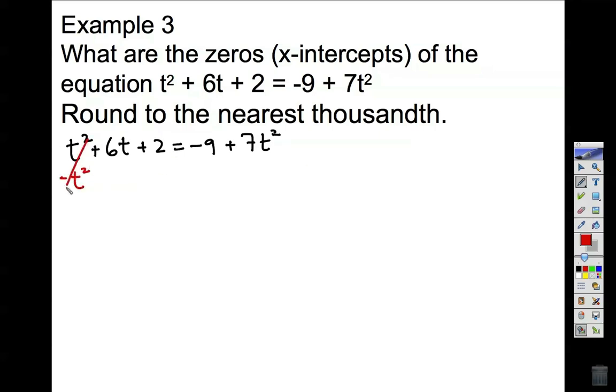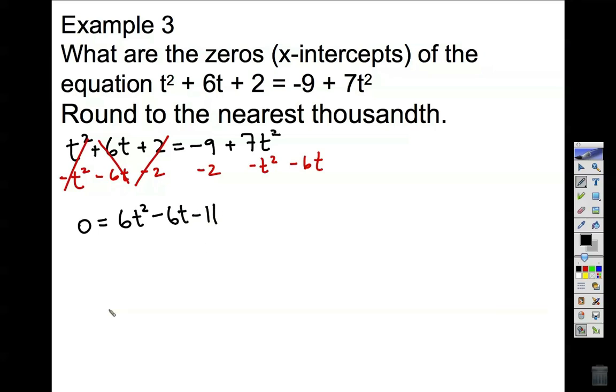So minus t squared. I have to do the same thing over here, minus t squared. Minus 6t, minus 6t, since there are no t to combine with, and then minus 2, minus 2. So this is going to become 0 equals 7 minus 1 is 6t squared minus 6t minus 11.